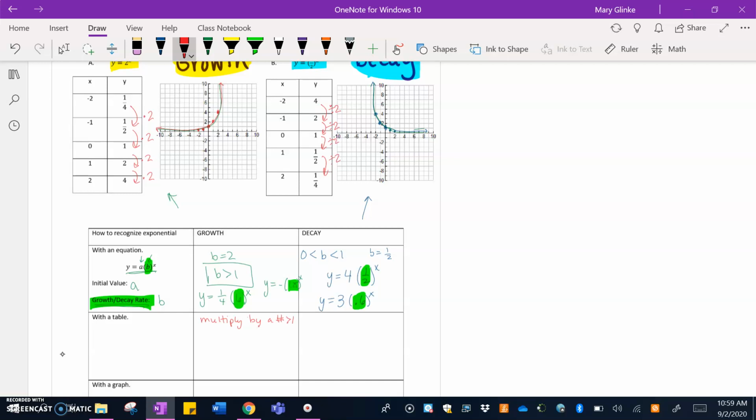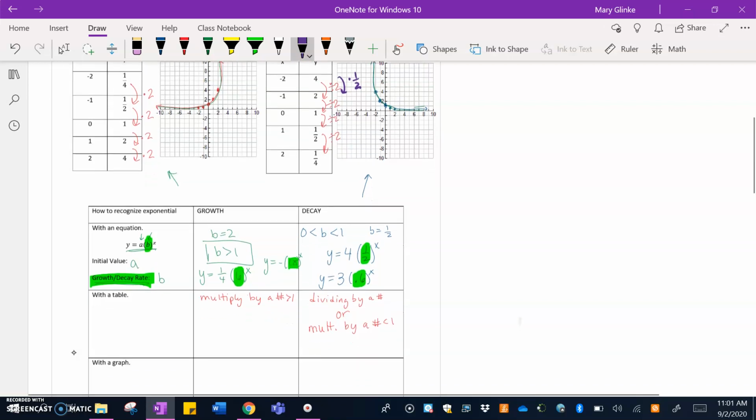So if to get from one y value to the next, you are dividing by a number, that would be decay. Another way to write that, instead of saying dividing by a number, you also could call that multiplying by a number less than 1. So if you wanted to view from 4 to 2 as division by 2, that's fine. But you also could say that that is multiplying by 1/2, which again, that's your base. And since you're multiplying by a number that's less than 1, that fraction there, that's going to make it decay.